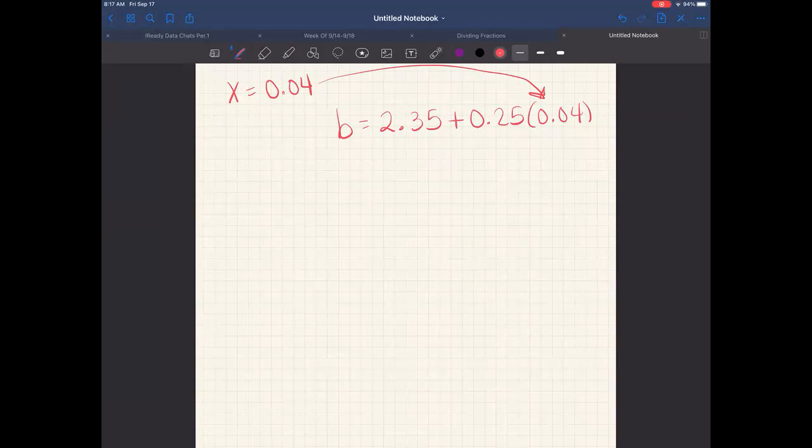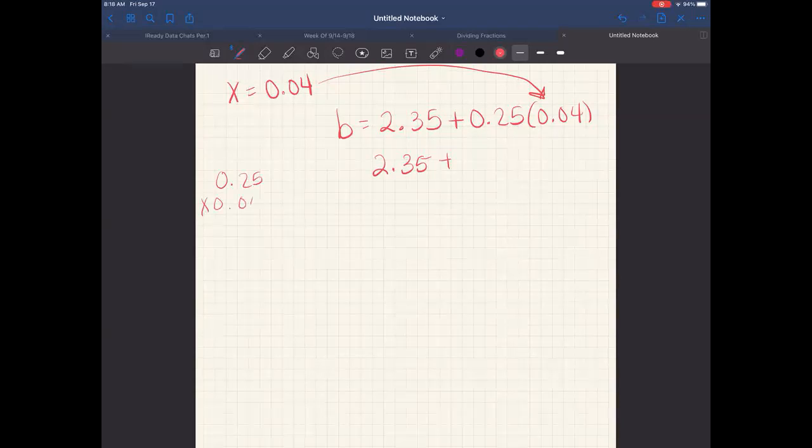So now I have to do 2.35 plus, and then you have to do on the side your 0.25 times 0.04. Do we all know how to do that without a calculator? We remember? No. Oh my goodness. We're in bad shape. I'm gonna have to do some times table drills with you guys.